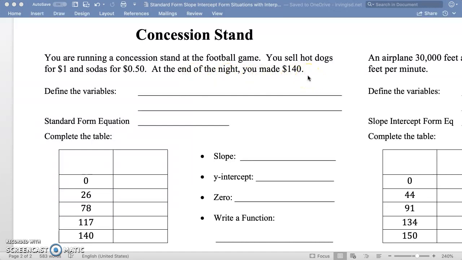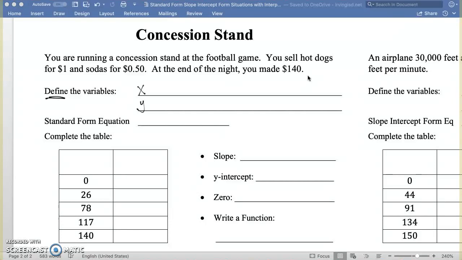So in order to start writing our equation, we first want to define our variables. What does that mean? When it says define, it just means what the variables represent. In this case, we can use any variable we want. It doesn't matter. We can use X and Y. We can use D and S. But I'm just going to go with X and Y because that's what we looked at yesterday, and then we can change the variables later if we want to.